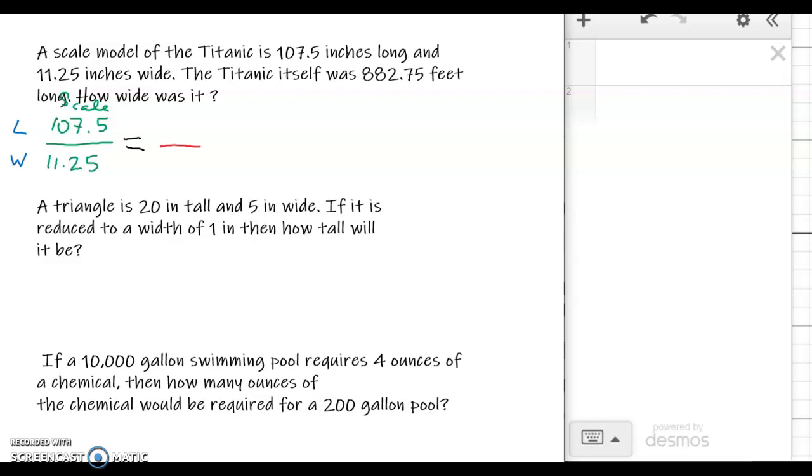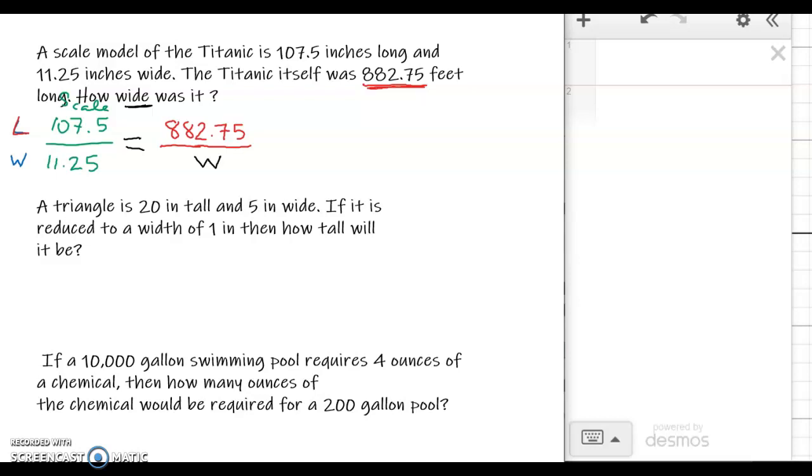So notice I want to know how wide it was given the actual length. Here, the 882 is the length, which means it needs to be on the top of the fraction, in the numerator. And it's asking us how wide it was. So the width is the W, which is going to go on the bottom. If you prefer to use x's, please put an x there. It doesn't make a big difference.